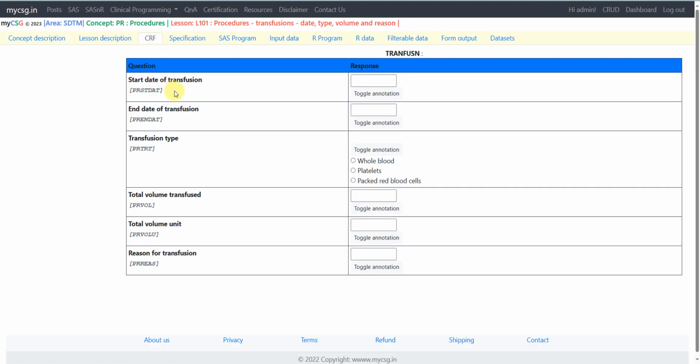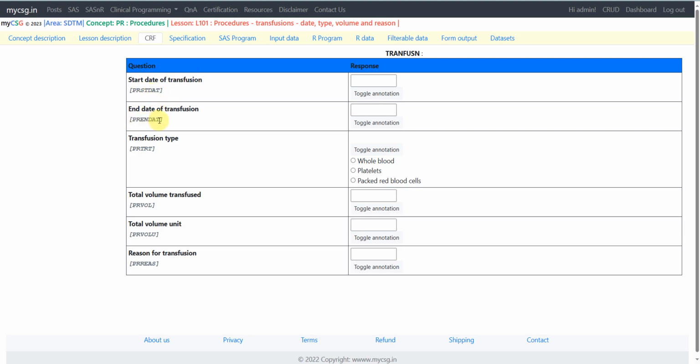So here we have our CRF, which is used to collect the information for transfusions. Here we are capturing the start date of transfusion and the end date of transfusion, and the transfusion type, whether it is whole blood that is being transfused to the patients or only platelets or packed red blood cells. Then the total volume transfused is being collected, the total volume unit, and the reason for transfusion. Here, the variable named PRSTDAT would be present in the raw dataset named transfusion to collect the start date of transfusion information.